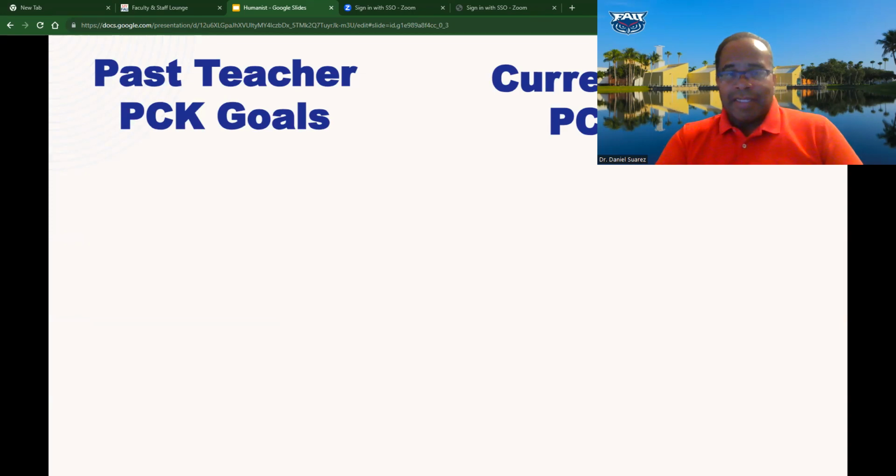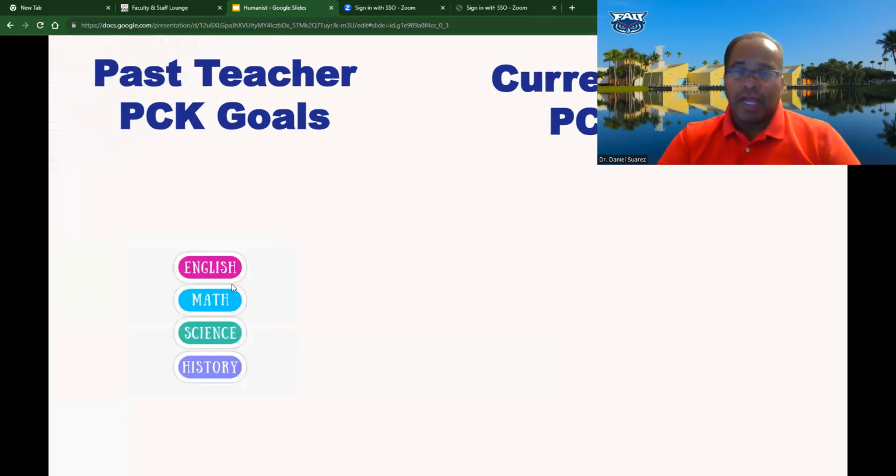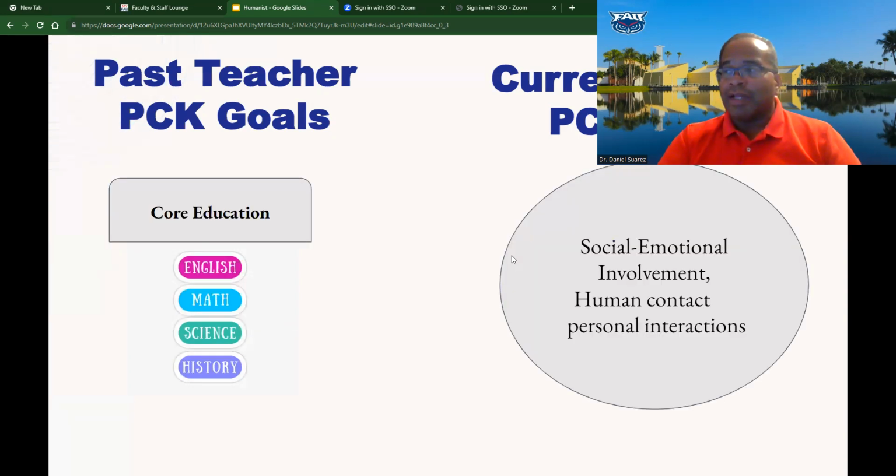My study has mostly taken place in Israel, and a lot of the topics we're going to focus on come from the Israeli lens of education. In teacher education, the focus used to be English, math, science, and history, or here, Hebrew. But the focus now in teacher education is the social and emotional involvement, the human and personal interactions. While the core subjects are important, it is more important that we understand the underpinnings of the emotional aspect of our students and make sure our teachers are doing well with their emotional well-being as well.